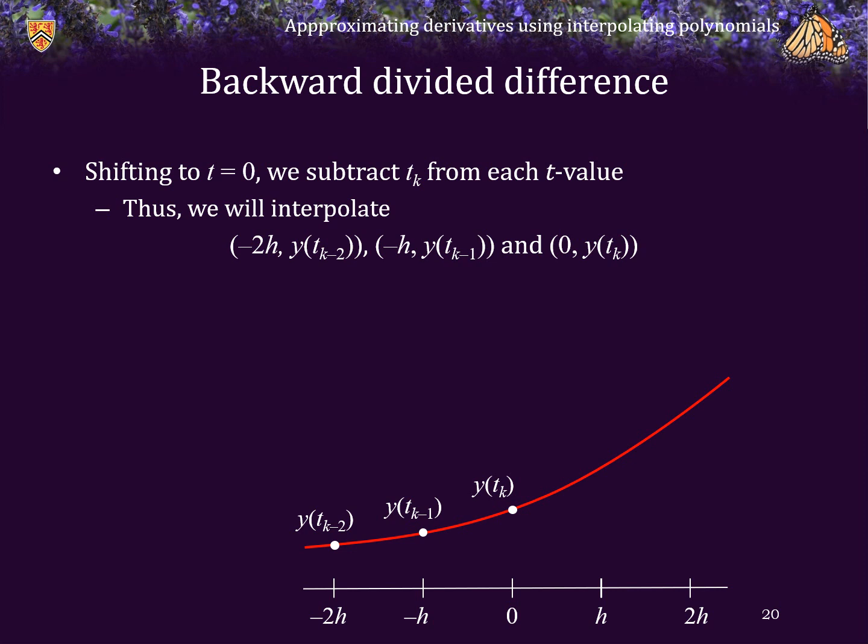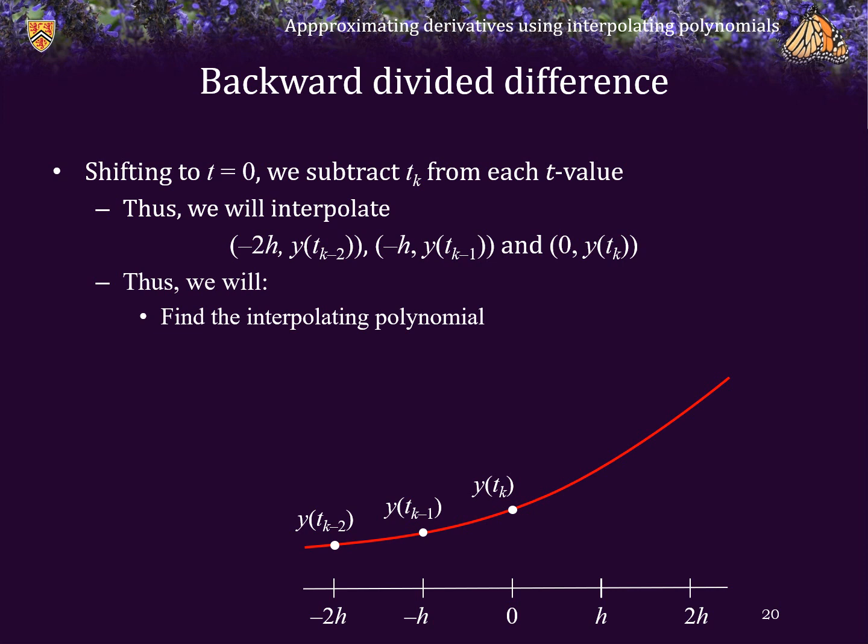And notice that the y values are the same. So the interpolating quadratic will be similar but shifted, and the slope of the interpolating quadratic will still be the same at the right-hand endpoint, which is now 0.